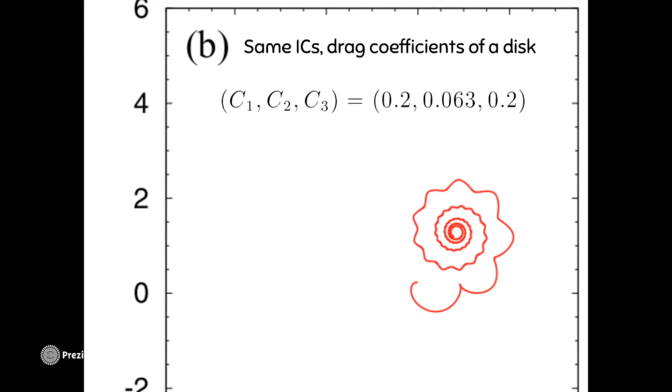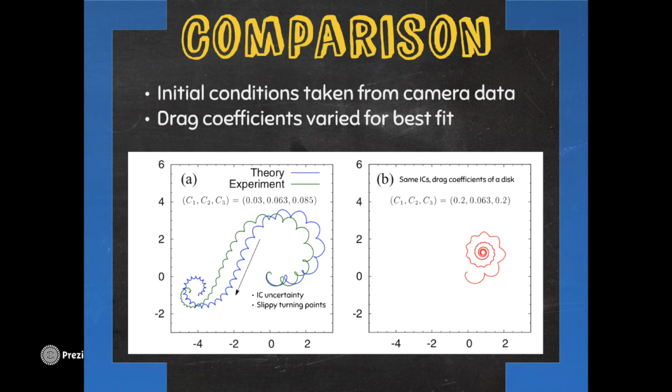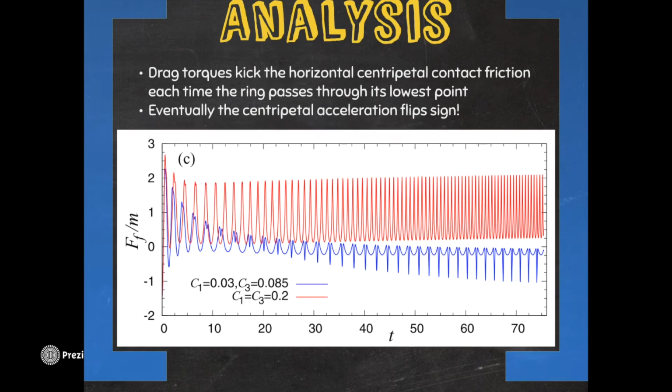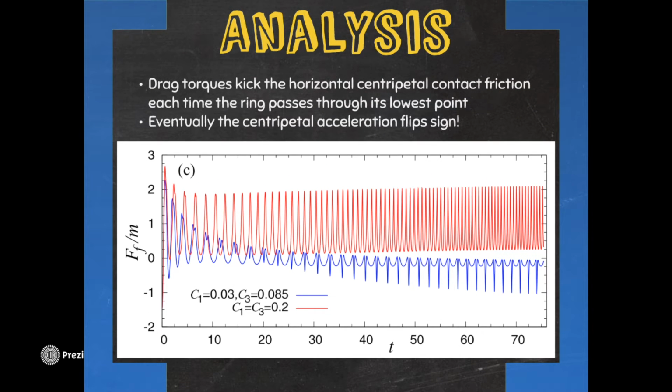Boom, the disk trajectory. So this is kind of a sanity check that their model is working not only for rings, but disks. This is a huge accomplishment. And I think the analysis that follows is what got them into this paper. They did a really thorough job of analyzing this, solving the problem. It turns out that drag torques are kicking the horizontal component of the centripetal contact force.